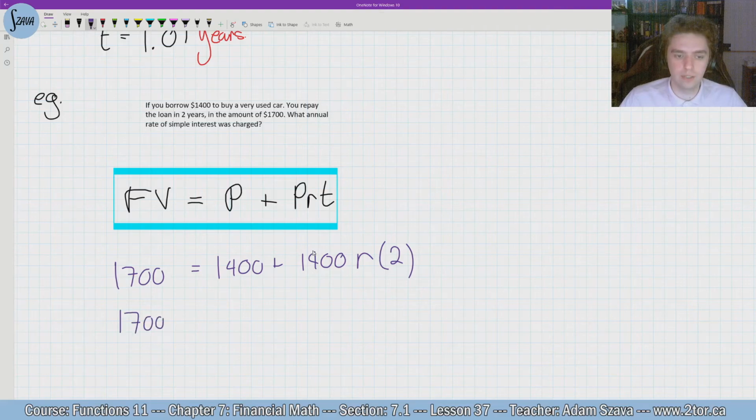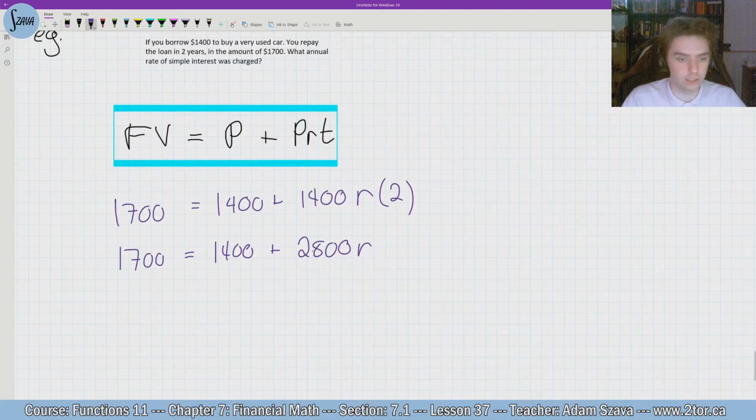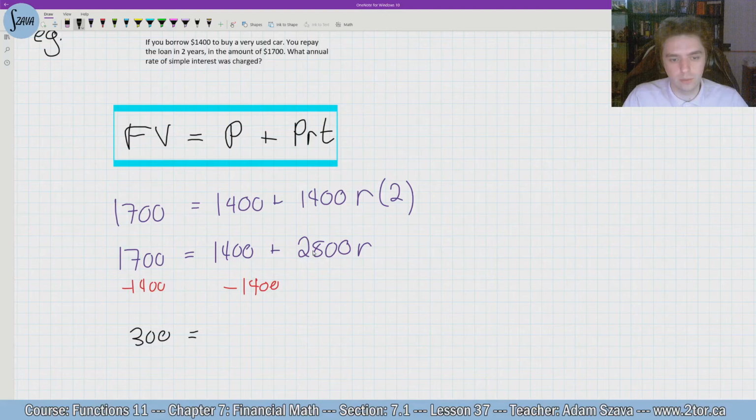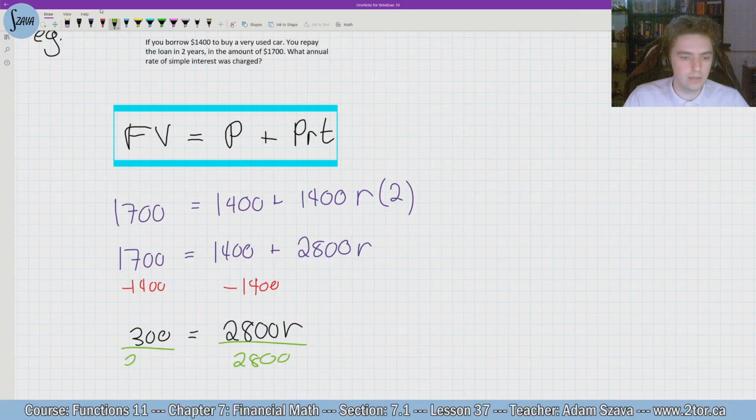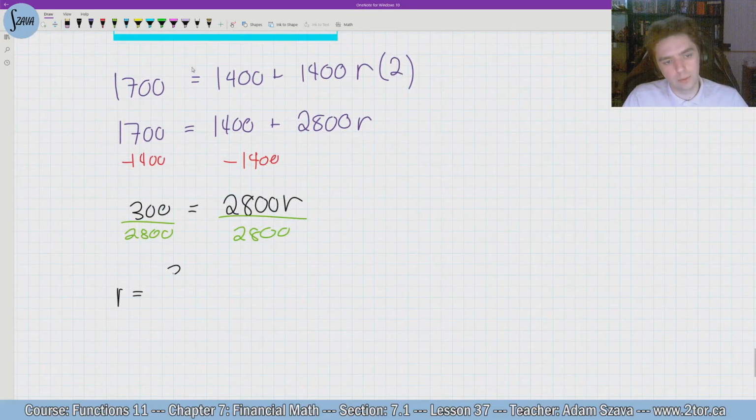So 1,700 equals 1,400 plus 2,800 R. Just multiply the 2 and the 1,400. And now we can start solving for R. This is just a linear equation. So subtract 1,400 from both sides, and we get 300 equals 2,800 R. Then divide both sides by 2,800, and we get that R is equal to 300 over 2,800.